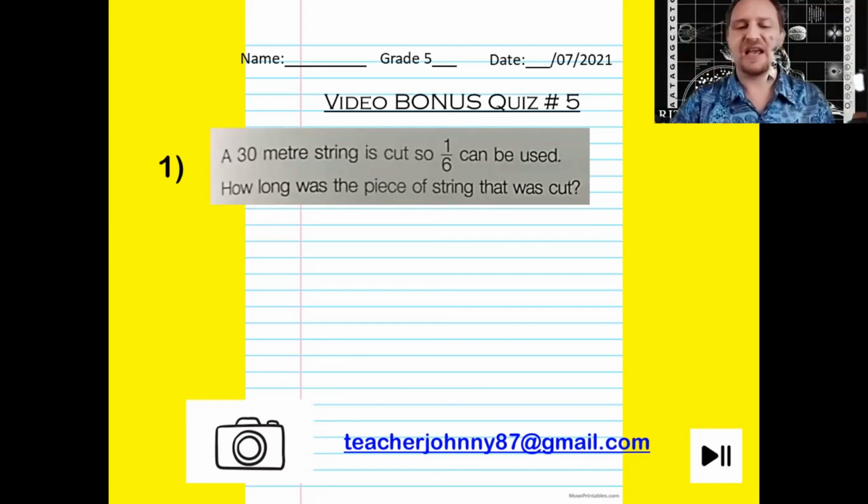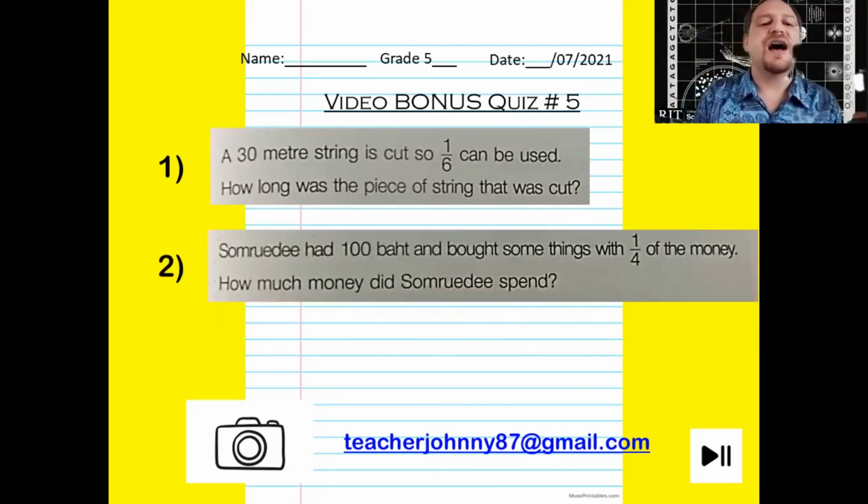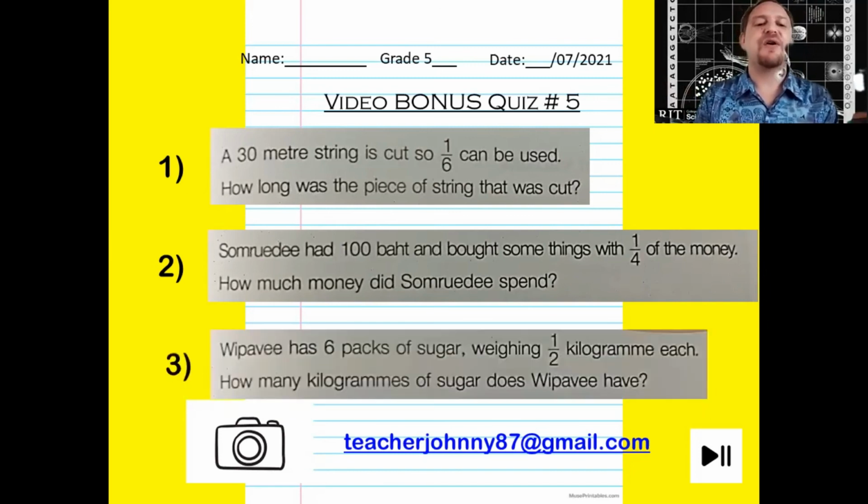Okay. Question 2. Somrudi, I think I'm pronouncing that correct. Somrudi had 100 baht and bought some things with 1/4 of the money. How much money did Somrudi spend? Okay. And question 3. Wipapi has 6 packs of sugar, weighing 1/2 kilograms each. How many kilograms of sugar does Wipapi have? Okay. Excellent. Good luck, and I look forward to seeing your answers.